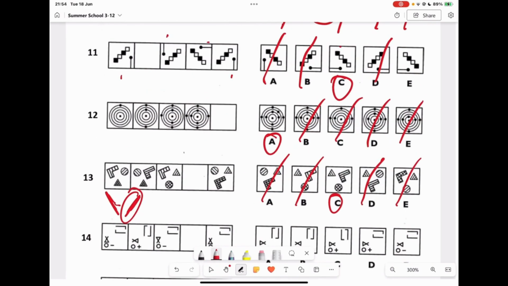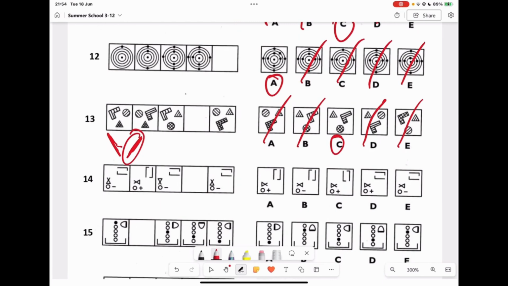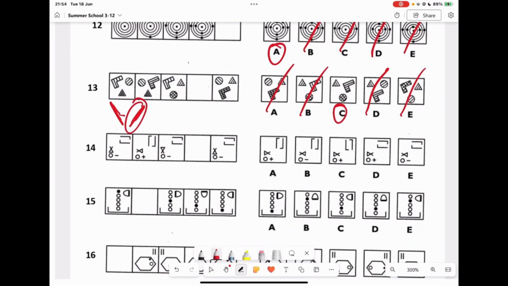So that is C, A, and C. Okay, next, we are looking at the rotation of the shape in the top right, and we can see that it's rotating by 90 degrees in each shape. So in the next one, we can expect it to be like this. So we can rule out C, D, or E.